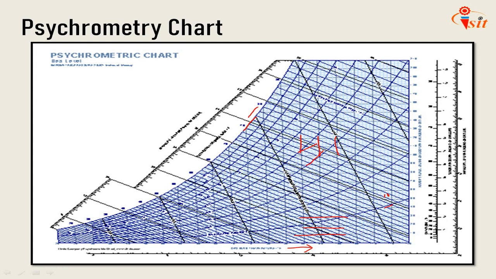The relative humidity curve depicts quantity of moisture actually present in the air as a percentage of the total amount possible at various dry bulb temperatures and mass of vapor. The next is enthalpy.